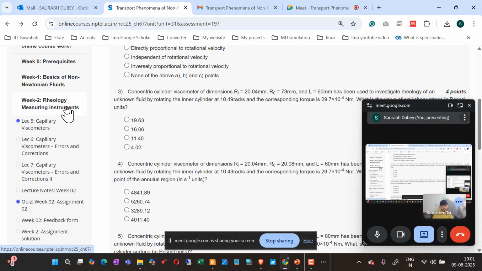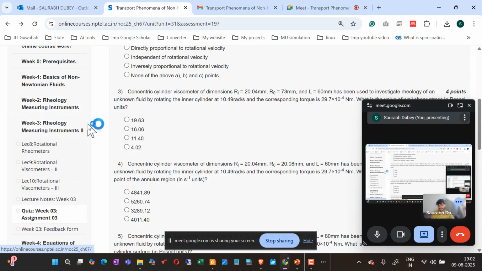The rheology measuring instruments are being utilized for the same, and what this rheology measuring instrument is basically doing is helping you to get the stress versus strain correlation for your given fluid, whether it is Newtonian or non-Newtonian, right? So the capillary viscometer was the one in that, and in that we have also seen how different errors arise while handling the capillary viscometer, and how those errors can be rectified or corrected through mathematical manipulation, which has been discussed in week 2 of the course.